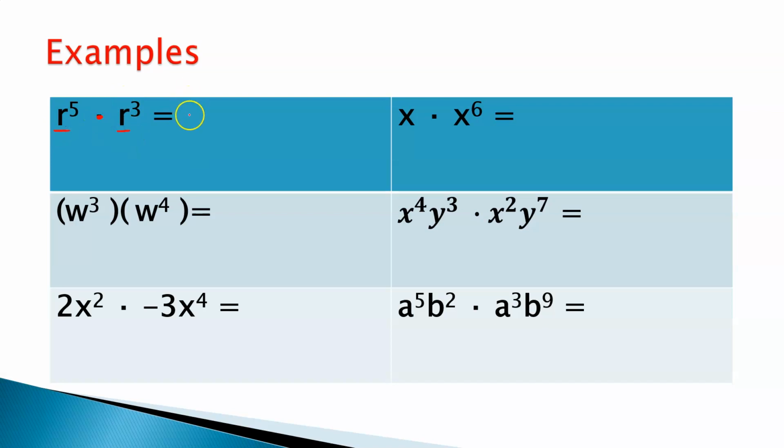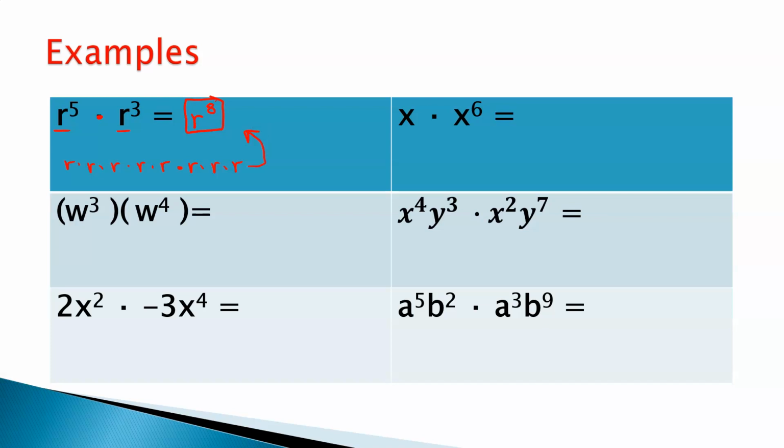Let me just go ahead and add those exponents. So 5 plus 3 is going to give us 8. That is r to the 8th power. You could sit here and do r times r times r times r times r 5 times, and then another r times r times r, 3 r's, right, for a total of 1, 2, 3, 4, 5, 6, 7, 8. But nobody wants to do that. This is why it's important that we know these properties of exponents. These shortcuts, I should say.